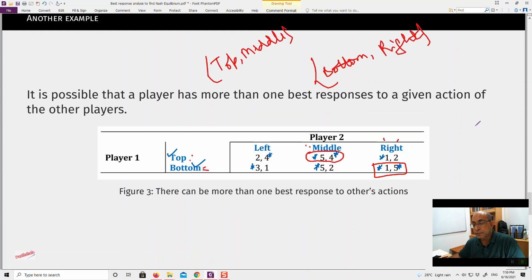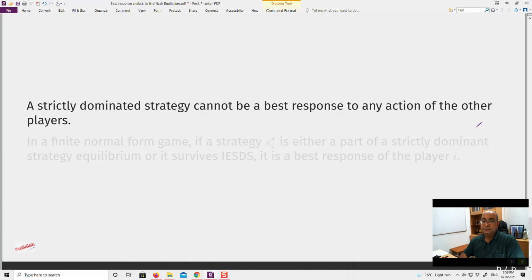So the first claim that we are making is that a strictly dominated strategy cannot be a best response to any action of the other player. So think of any particular action which is strictly dominated. It will never be a best response because nobody will actually play it. What is a strictly dominated one? One for which there is always another strategy that gives a better payoff. It is strictly dominated, not weakly dominated. So it will never be a best response.